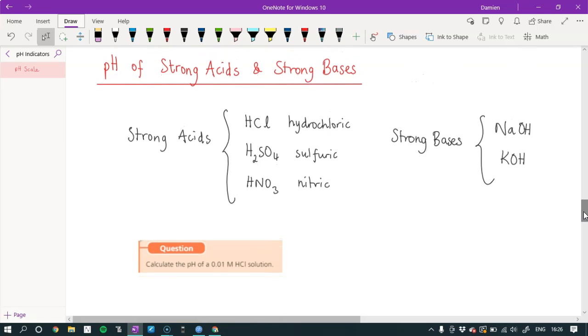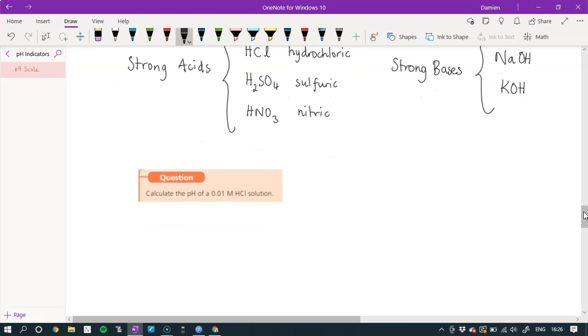So the first question says calculate the pH of a 0.01 molar HCl solution. So straight away we're trying to break up this question, and normally what we would do here is say fine, let's get the pH of something. So you would normally write down pH is equal to minus log to the base 10 of the hydrogen ion concentration, and you go fill in your hydrogen ion concentration. The problem we have here is there is no hydrogen ion concentration.